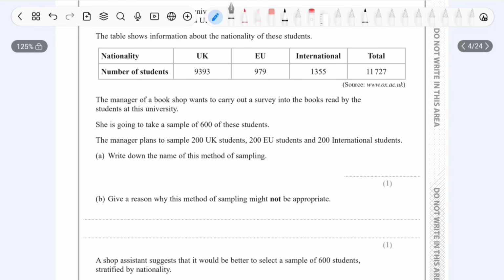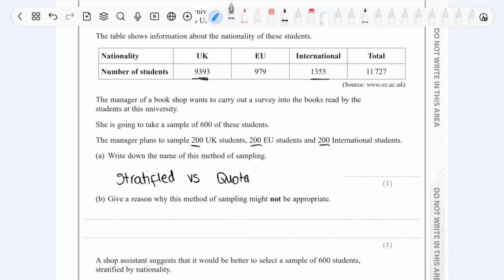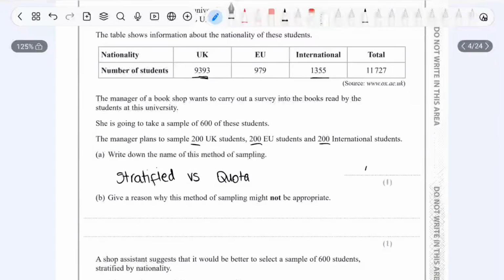Now, instantly, without even looking, 2 things come to my mind, because I'm seeing the exact same number. Now, it could be stratified sampling, or it could be quota. But here's a key clarification. Stratified sampling is when you do it by proportion. So for example, here there's much more UK students than international students, because you can clearly see there's roughly around 8 times more. However, you're going to use the same number of students for each. That's clearly not proportional, whereas quota is where you use a fixed quota. You use a fixed number of students or whatever you want to test per group. So this is going to be quota sampling.